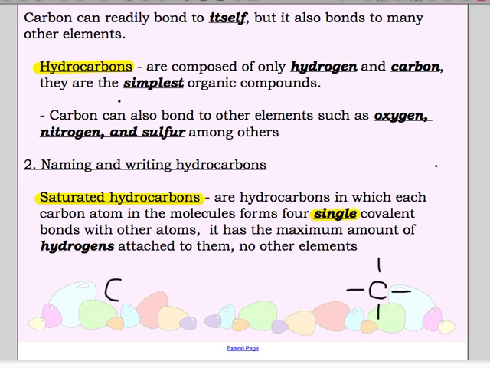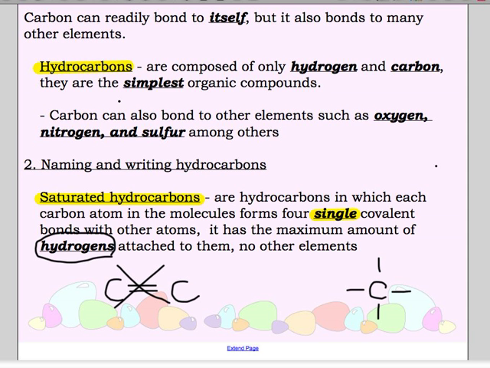What you won't see is something like this. You won't see a carbon double bonded to something else. This would not be saturated because it has a double bond or a triple bond. And when we say saturated, we mean saturated with hydrogens. When you're saturated, you have the most hydrogens that you possibly can. So there are no other elements. It's just hydrogen and carbon, and they're all single bonds. So what we're going to do is go over how you name alkanes, and then we're going to practice them on the next one.